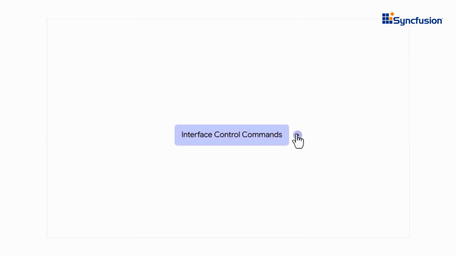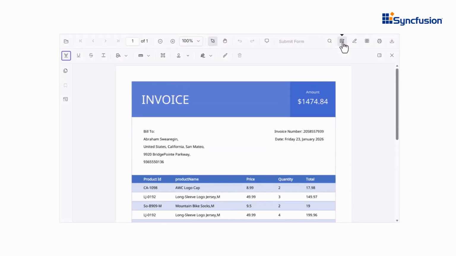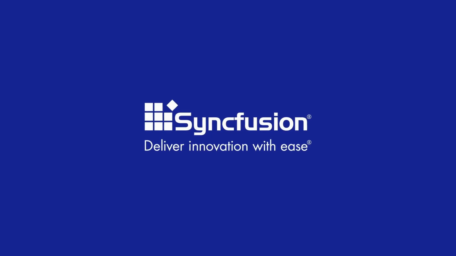Developers can control toolbar visibility programmatically using the available APIs, allowing toolbars to be shown or hidden dynamically within the application. In this video, you've seen how toolbars in the Syncfusion React PDF Viewer make it easier to build a complete and efficient document viewing experience.